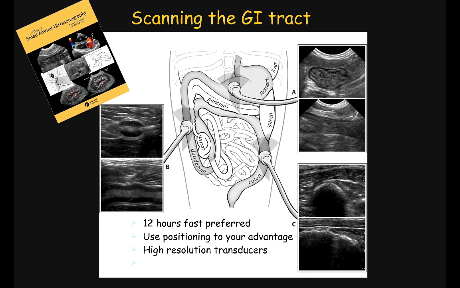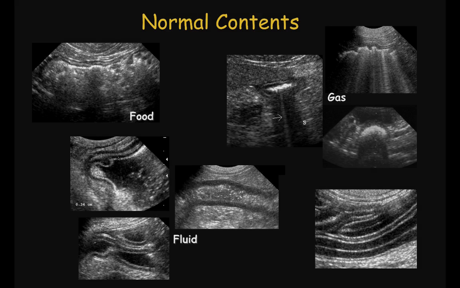Scanning and navigating through the gastrointestinal tract is mostly covered in the video clips on the normal abdomen in the dog. And you can also find useful resources and additional information in the Atlas of Small Animal Ultrasonography that is available at the library. The gastrointestinal tract may contain a wide variety of ingesta.